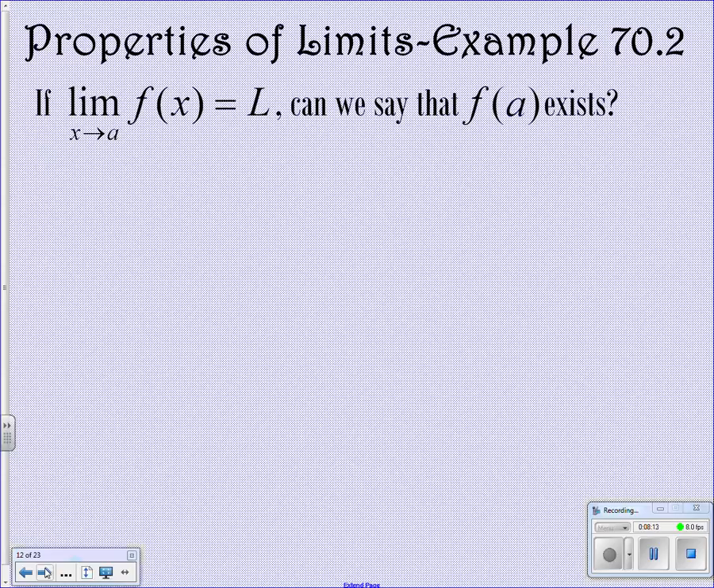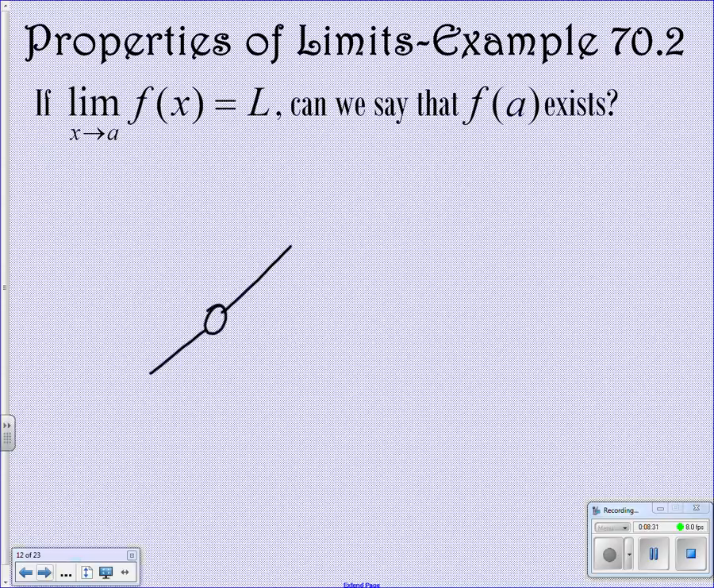So can we say that f of a exists? No, we cannot. So that would be a no. We cannot say that f of a exists just because the limit exists. Because the left and the right hand limits are approaching each other, but at that value we have a hole. Well, that means that we don't actually have f of a right here. The limit does exist, but we don't have a value for our function because we've got a hole.